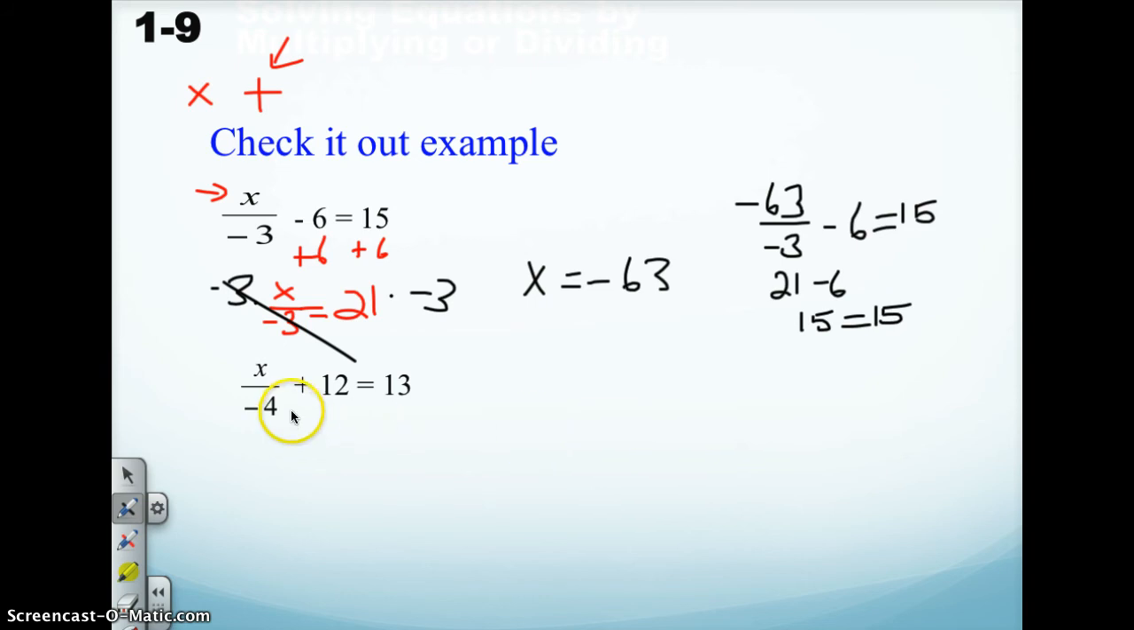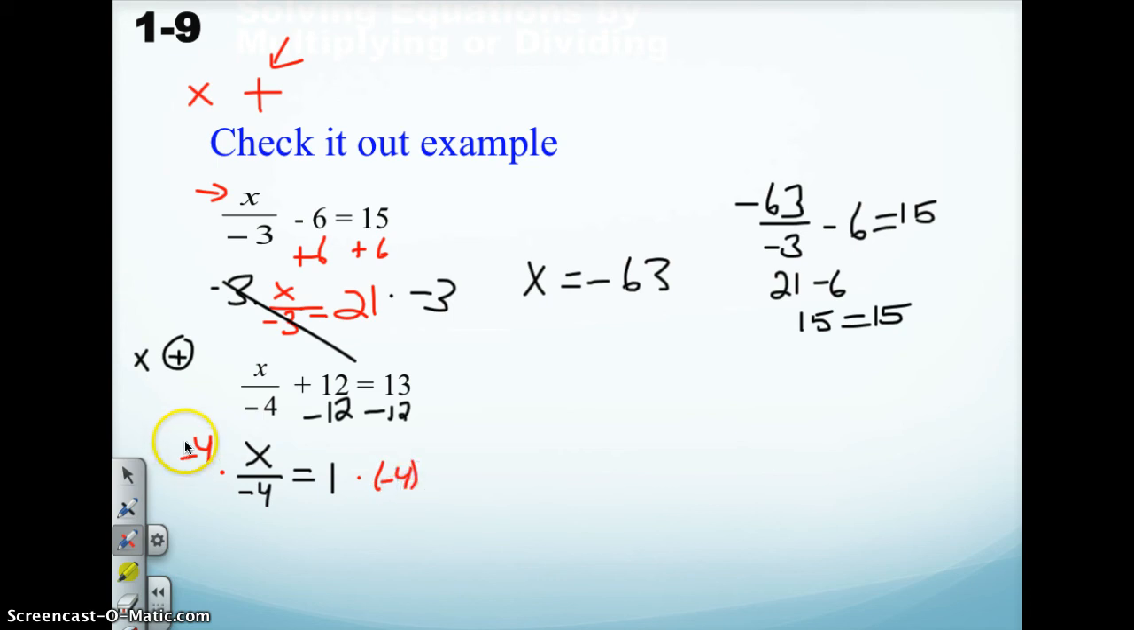Last one. Same steps. Now we have multiplication and addition. So we do the opposite of that first. Subtract 12. X divided by negative 4 equals 1. Now we have multiplication left, or sorry, division left, so we multiply. Fours cancel. X equals negative 4.